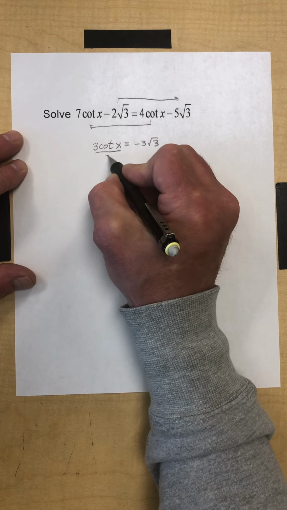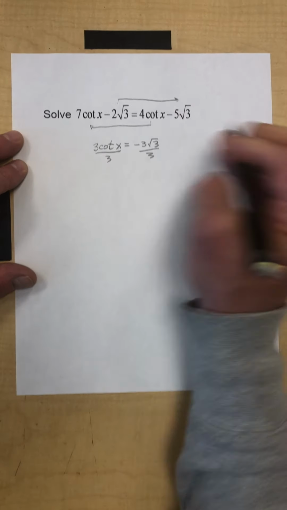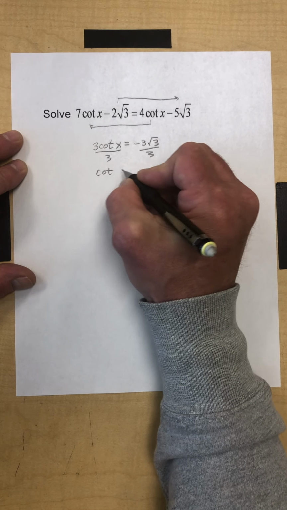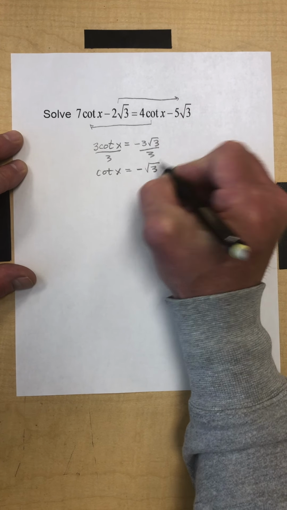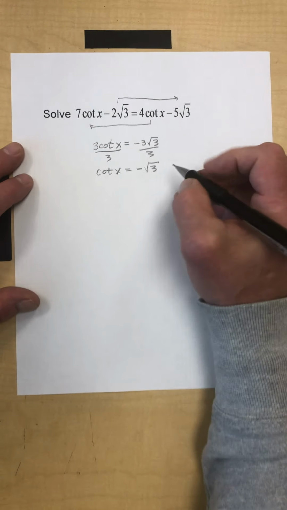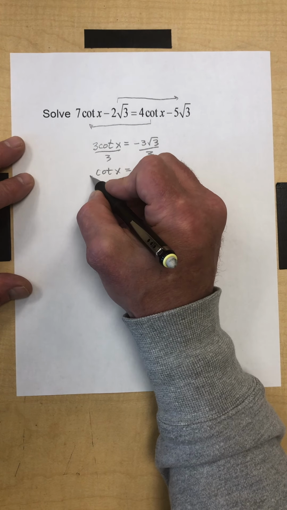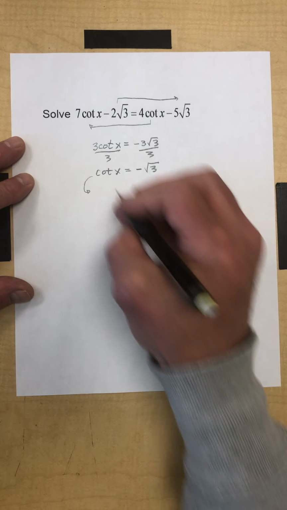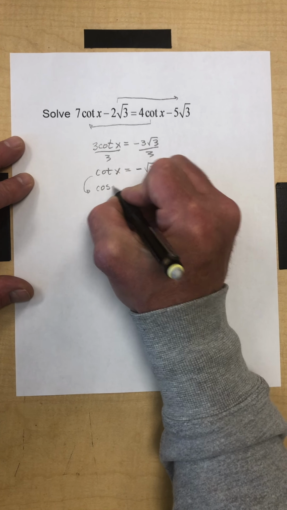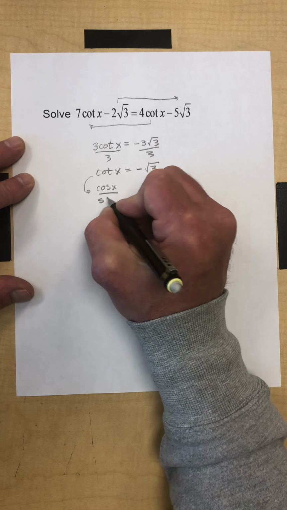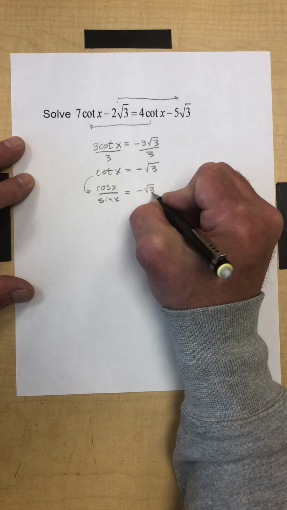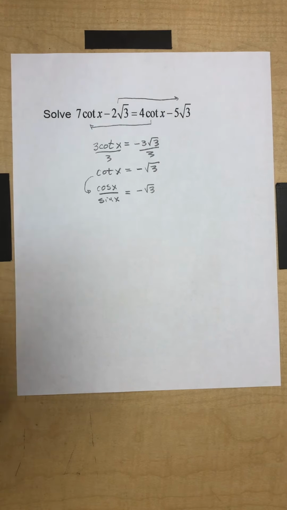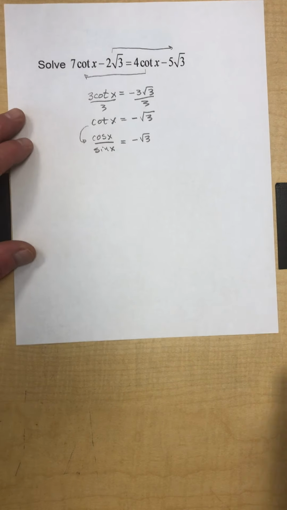And I divide by 3, so I get cotangent of x equals the opposite of radical 3. Okay, so now remember, cotangent is cosine over sine. So that would have to be cosine x over sine of x, which gives us negative radical 3. Okay, so let's go to the unit circle and see what we can come up with.